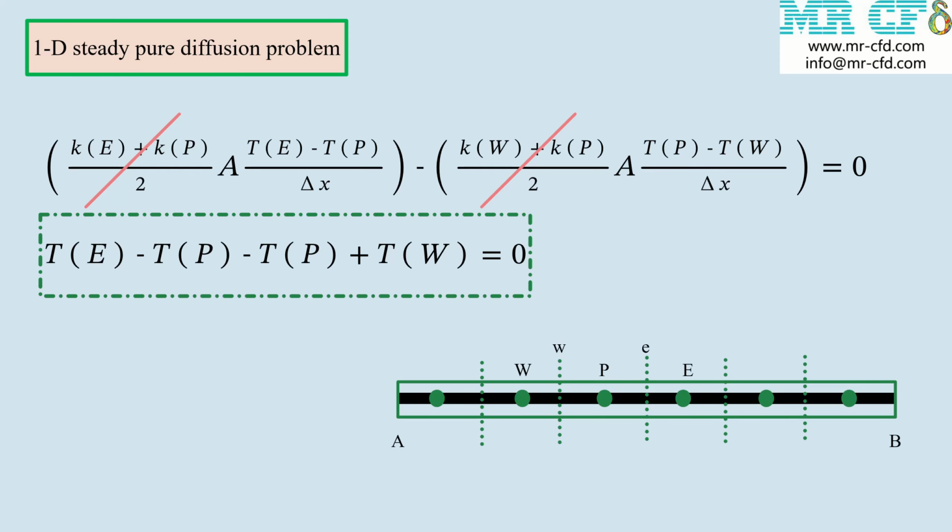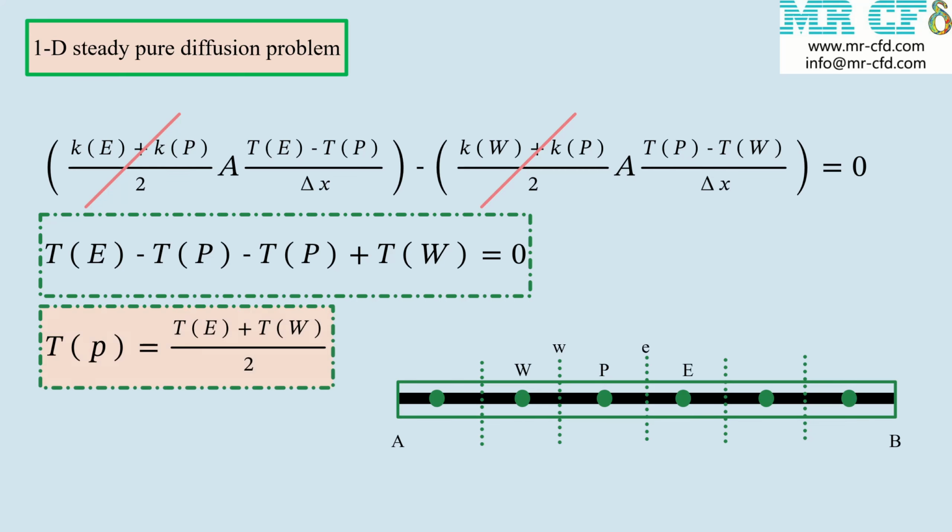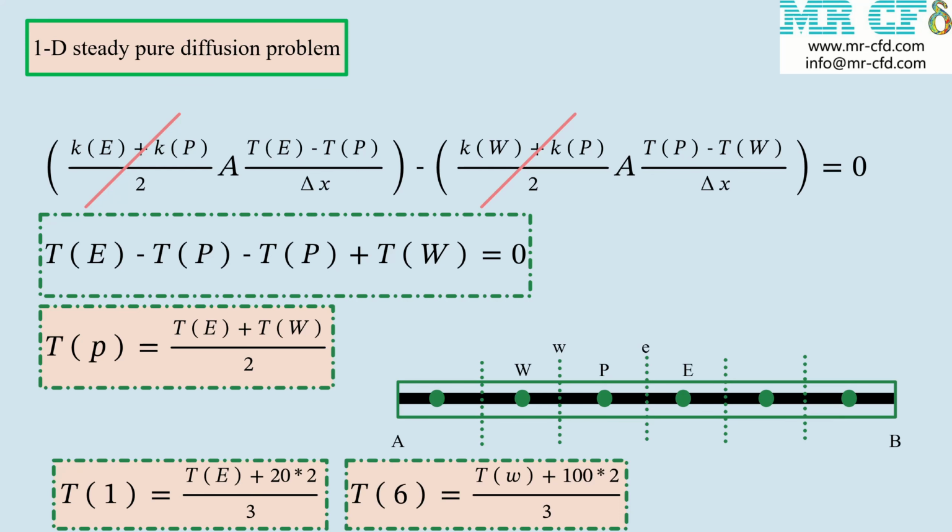The temperature at point E minus 2 times the temperature at point P plus the temperature at point W is equal to 0. So that means the temperature at point P is the average of the temperatures at the east and west nodes. But for the first and last nodes that are bounded by a boundary condition, we cannot discretize with the central scheme. The west face of the first node is discretized with a forward scheme, and the east face of the last node is discretized with a backward scheme. And you can see the relations here.